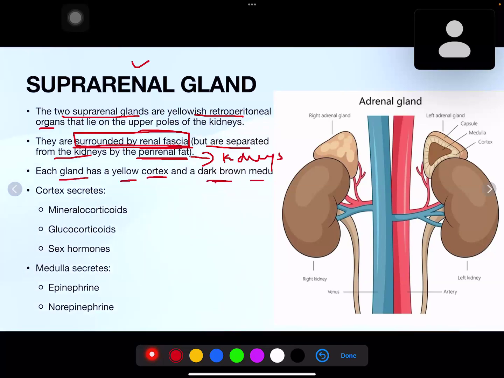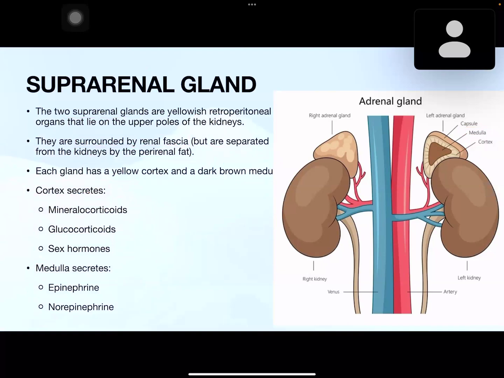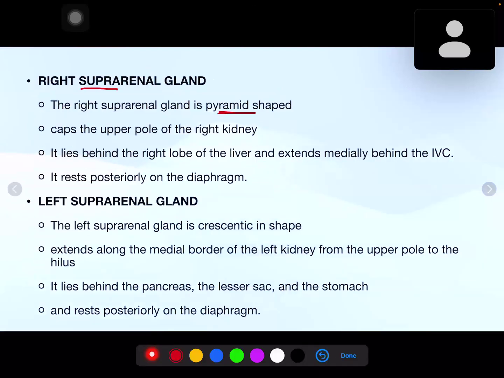The right suprarenal gland is pyramid shaped. It caps the upper pole of the right kidney and it lies behind the right lobe of the liver, because on the right side would be the liver. Okay, so it lies behind the liver and extends medially behind the inferior vena cava and it rests posteriorly on the diaphragm.